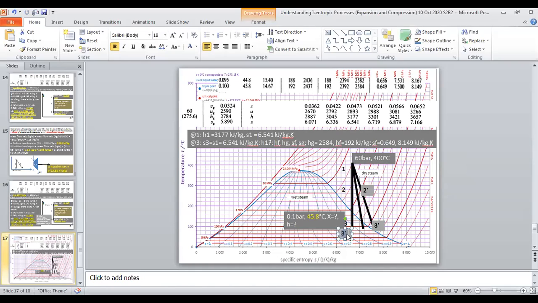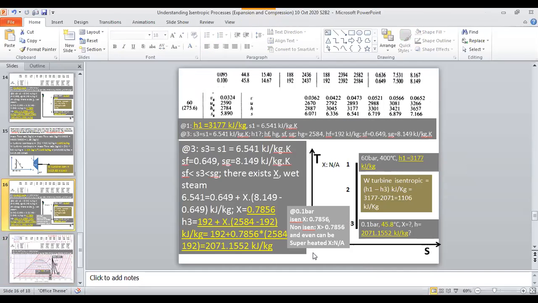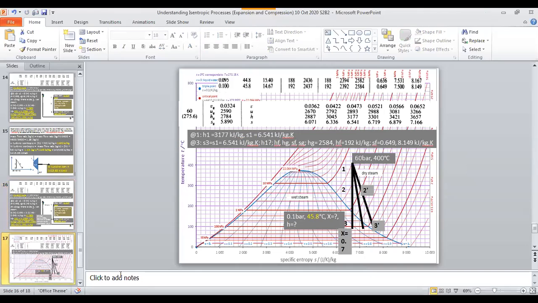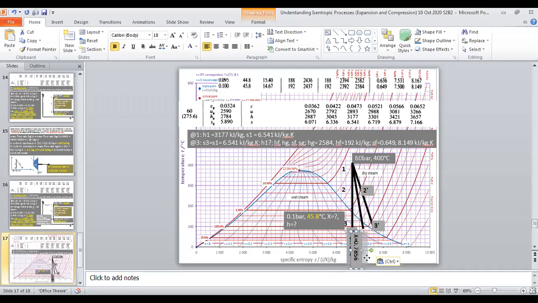here x is 0.7856. Okay, 0.7856. Here, okay, sometimes it can be more than that.